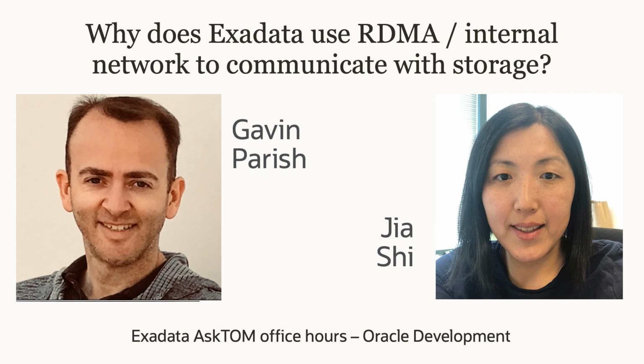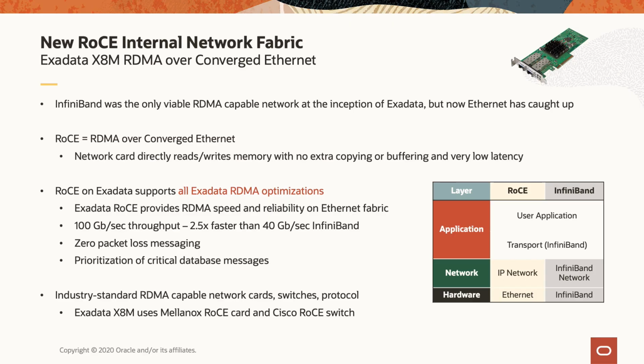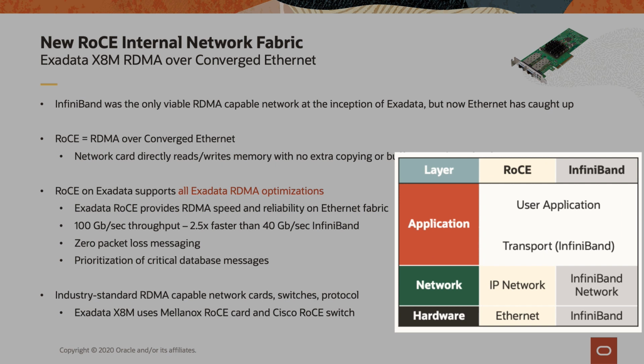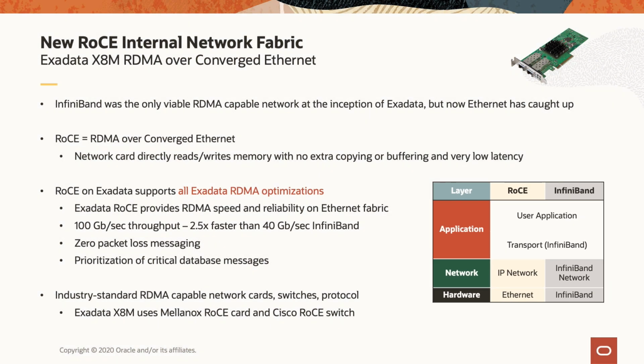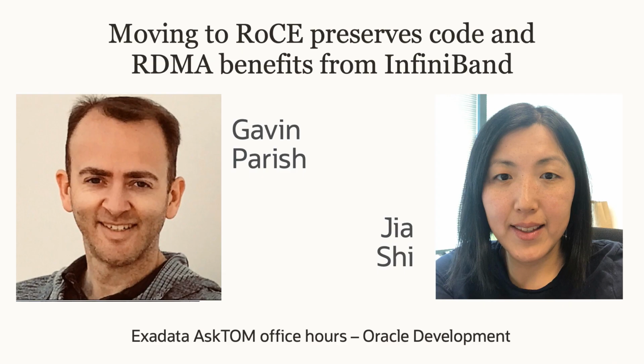Cool. Yeah, and just on top of that, we're showing on the right-hand side a very simple OSI stack, from hardware at the bottom up to the application at the top. So at the application level, really the database and grid infrastructure sitting in the application tier, the user space, is still using InfiniBand. It's still using the same verbs, yeah? So all of the benefits that you've been working on for the last 15 years, Jia, are still there. So you haven't had to rewrite all of that code.